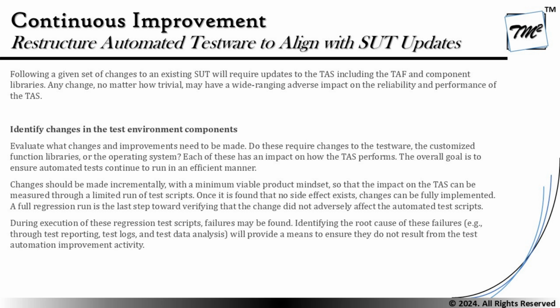Further to add here, of course, changes should be made incrementally with a minimum viable product mindset, so that the impact on the task can be measured through a limited run of test scripts. Once it is found that no side effect exists, changes can be fully implemented. A full regression run is the last step towards verifying that the change did not adversely affect the automated test scripts. In fact, this is one of the golden practices that whenever we want to try something new, probably for any big solution, we always start with something simple, right? Something simple, that means we take a few candidates.